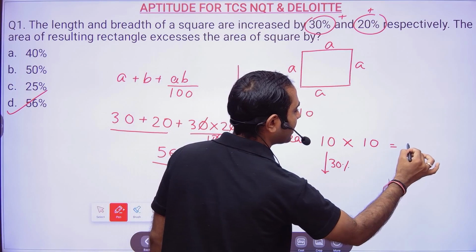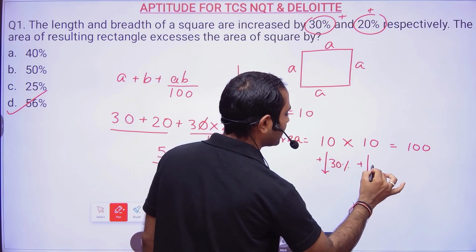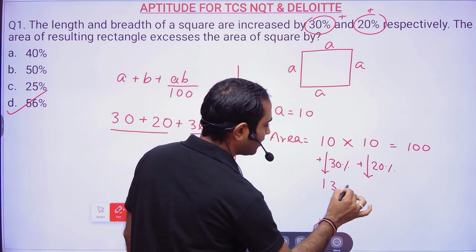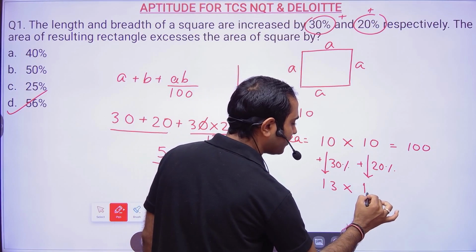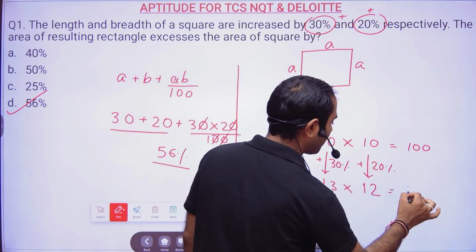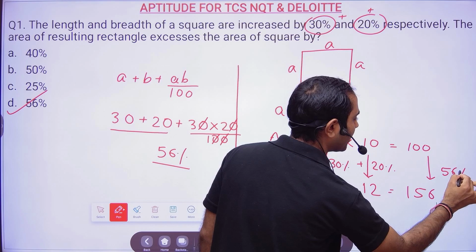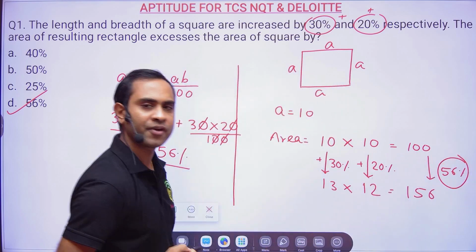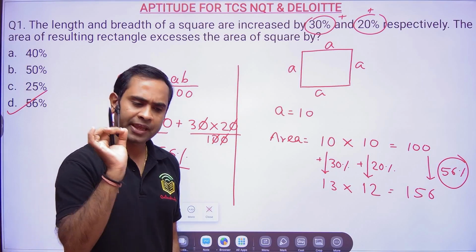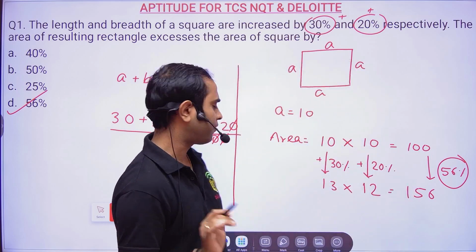Now what they are telling is that one side is increased by 30%. Earlier the area was 10 into 10, 100, and another side is increased by 20%. 30% of 10 is 3, so 13, and 20% of 10 is 2, so it will be 12. If you multiply, it will be 156. When your base is 100, you can directly say there is an increment of 56% in the area.